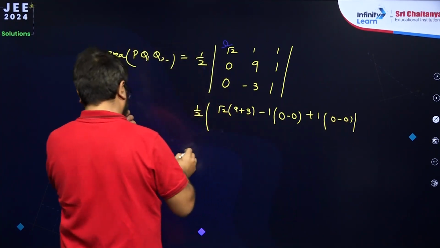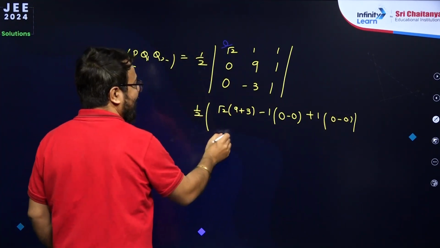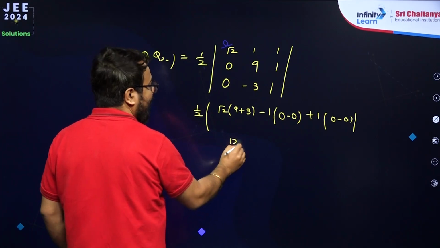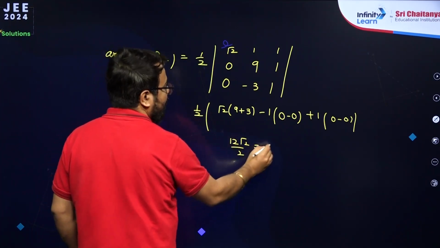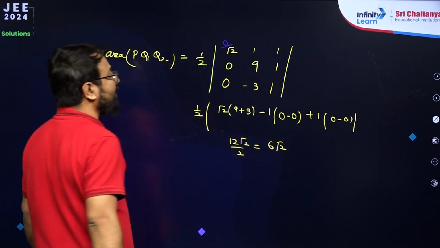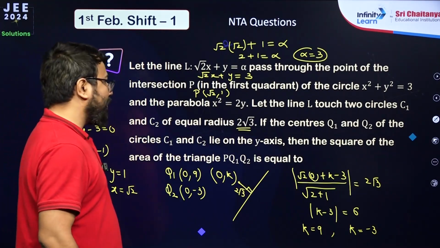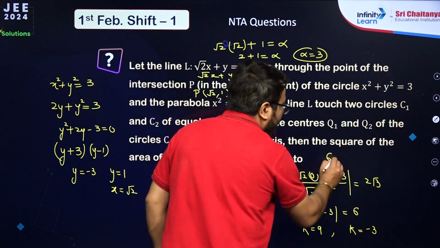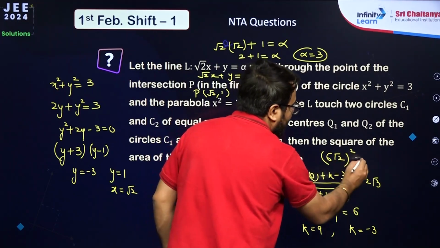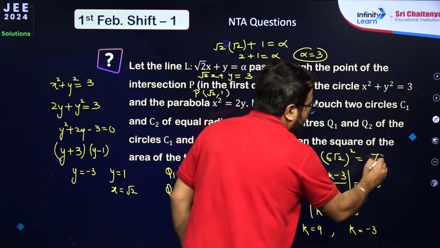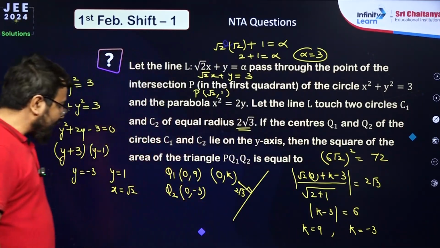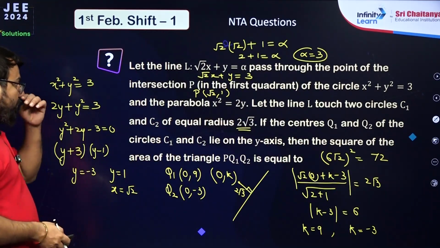So no need to expand it about row 1; expand it about column 1, that is more than enough. 12 root 2 over 2, so 6 root 2 is the area that we are getting. But what are they asking for? Square of the area. So (6 root 2) square, 36 into 2, that becomes 72. So I think 72 will be the answer to this problem, okay.